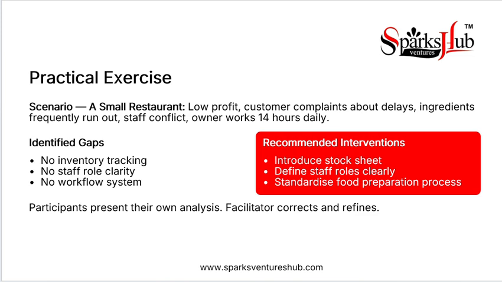If you are to identify operational gaps, you then identify root causes and recommend 3 priority improvements. When you're able to do this, it will align with the gaps identified on this slide, which includes no inventory tracking, no staff role clarity, and no workflow system. Hence, the intervention will include introducing a stock sheet, defining staff roles, and standardizing food preparation process. It will be great to see your own analysis in the group.